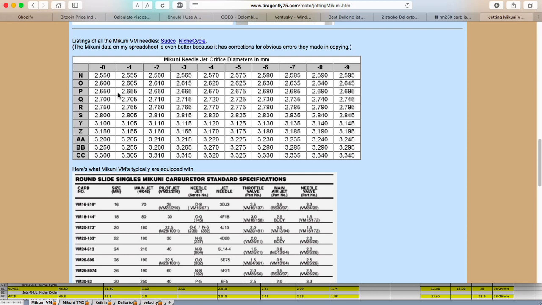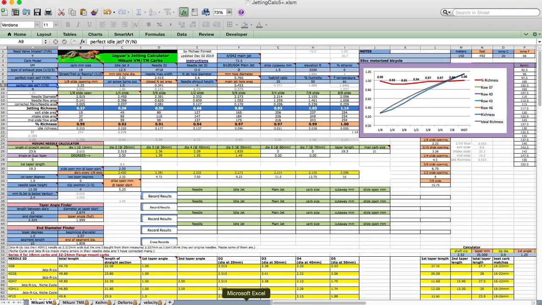Maybe there's not a marking on the needle jet, or you can't take it out or whatever. You can measure it and then find out its corresponding ID. You enter that here and it'll calculate and put right here the inner diameter.